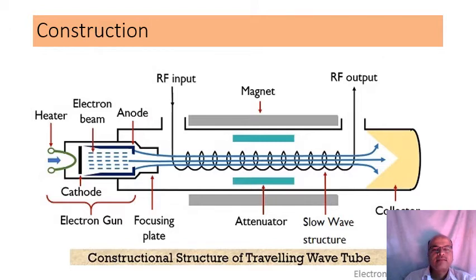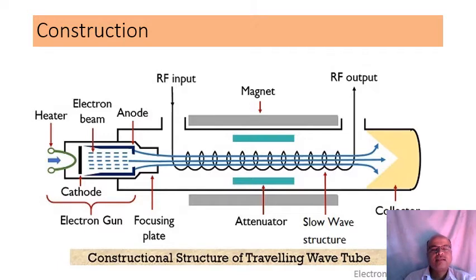These are the magnets provided inside. Then next is the attenuator. These are the attenuators. Then the collector, and as shown, a slow wave structure is used. Then this is a focusing plate to focus the electron beam, and this whole assembly, that is the heater, electron beam, anode, and cathode, forms the electron gun.